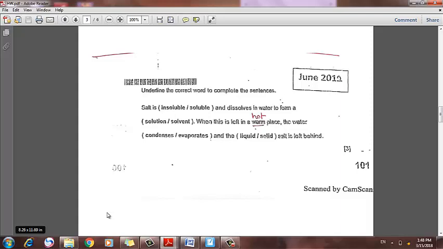So the whole sentence must be: salt is soluble and dissolves in water to form a solution. When this is left in a warm place, the water evaporates and the solid salt is left behind. Let's move to the next page.